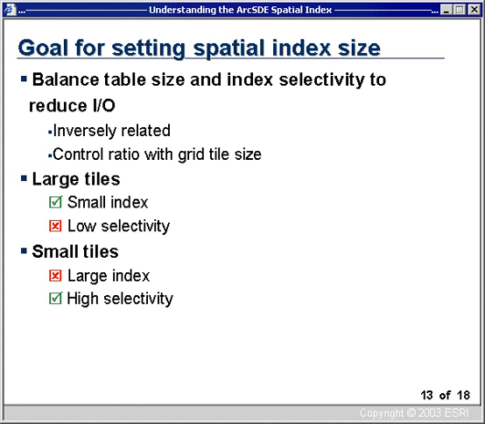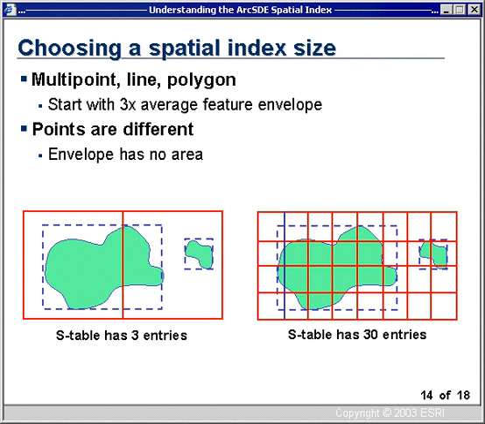Okay, so when we set about choosing a spatial index size, we want to remember that goal, which is to balance the table size and the index selectivity. Now, for multi-point, line, and polygon features, we're looking at the feature envelope, not the feature itself. We want to make sure that our features aren't referenced by too many tiles. That's going to reduce the number of entries we have in our S table.